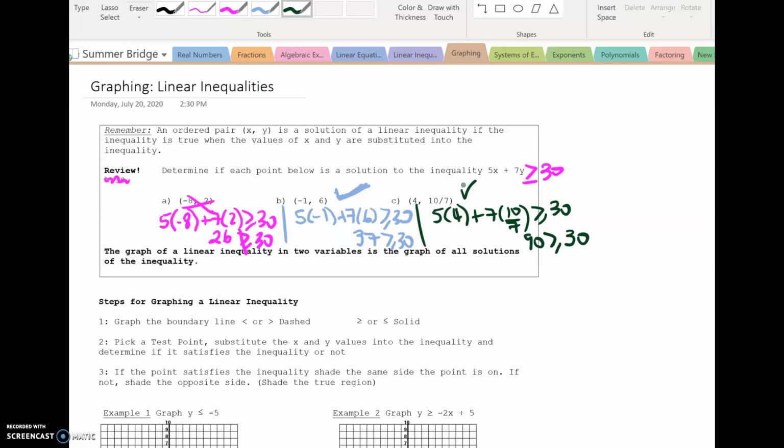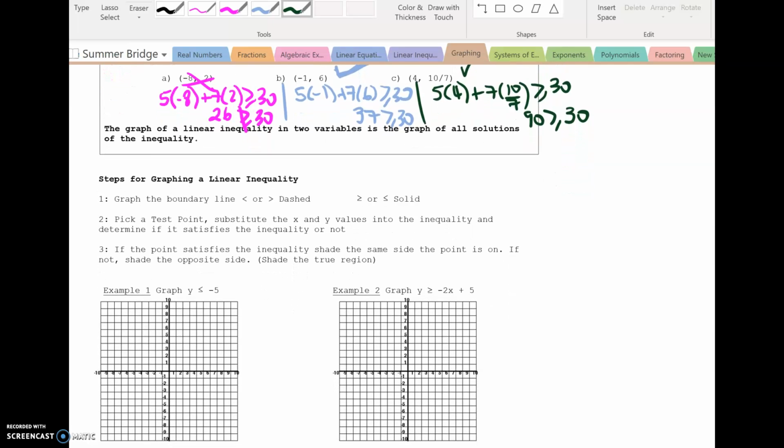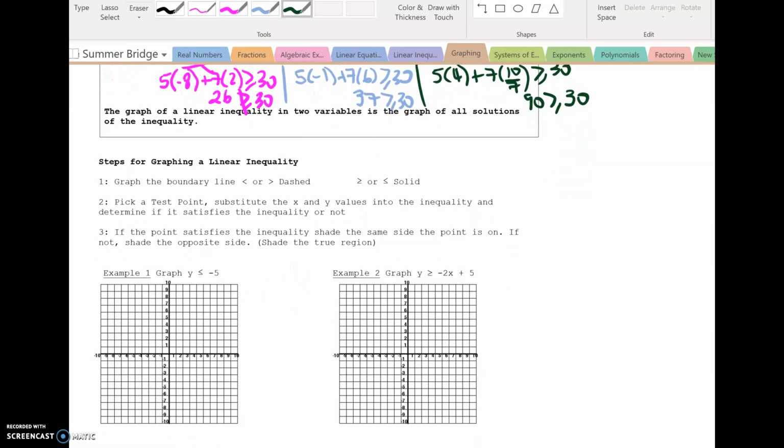The graph of a linear inequality in two variables is the graph of all the potential solutions of this inequality. Now I'm going to show you what this looks like and how we would actually graph something like this. The first thing we're going to do is graph the line, but we need to determine if it's including the points on the line or not including the points on the line.